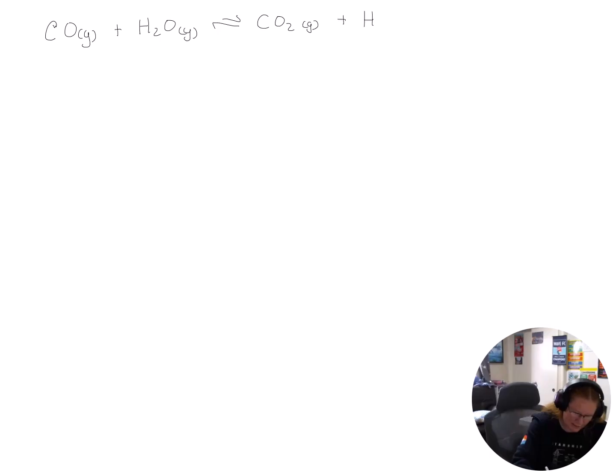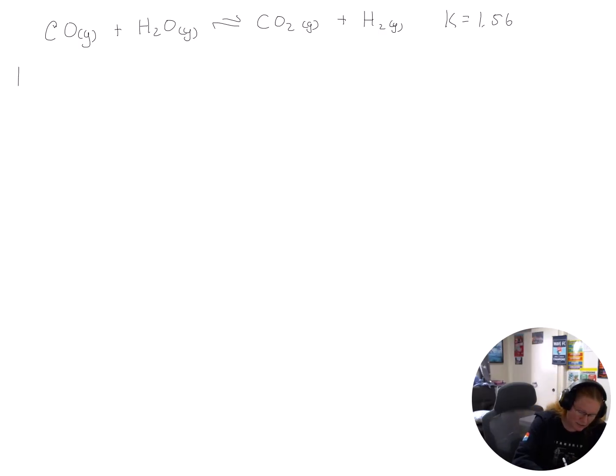Let's say I had some carbon monoxide gas and some water vapor, giving me carbon dioxide gas and some hydrogen gas. And this reaction has a K of 1.56. So right there in the middle. So neither small nor large, all right? So we can't make any assumptions here.